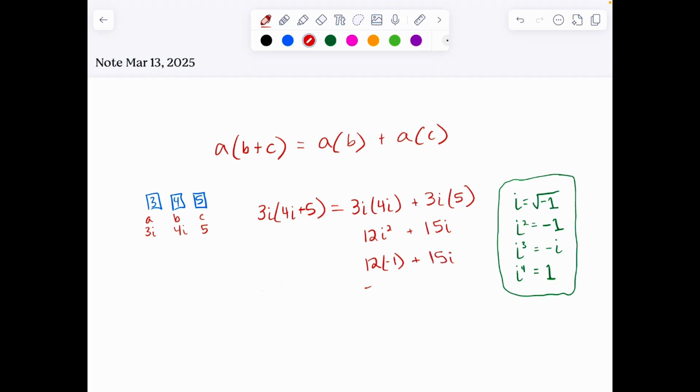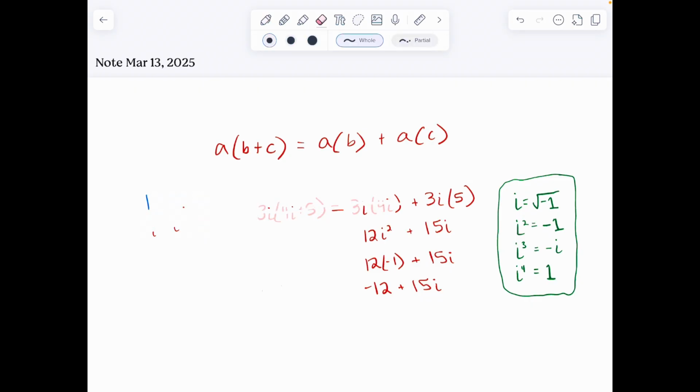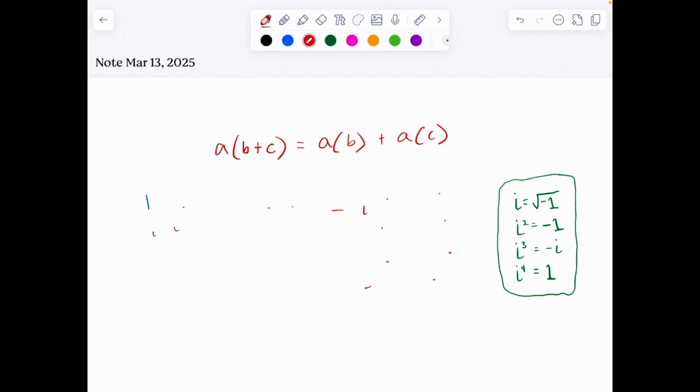And so we just get -12 plus 15i. And that's as far as we can simplify. So I would probably find that in my class, if I get through those 2 examples, that's probably as far as we're getting. But that is fine with me because we definitely need to go through that distributive property more and get more practice with that.